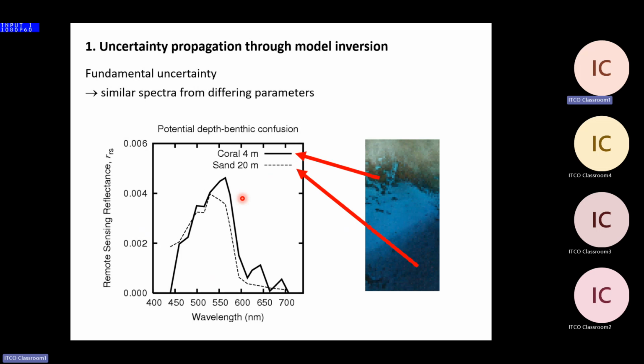If they were exactly numerically identical, you definitely could not distinguish between them. You could not accurately say that something was sand at 20 meters or coral at 4 meters, because numerically their reflectance would be the same. You'd be totally lost. But of course, they're not going to be numerically the same. They will have a little difference. The question is if that difference is detectable.